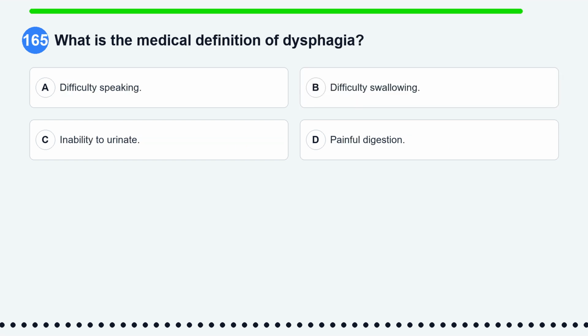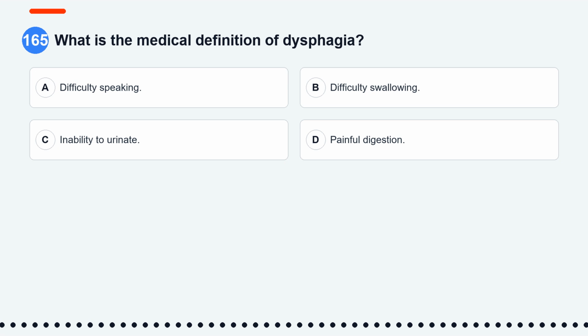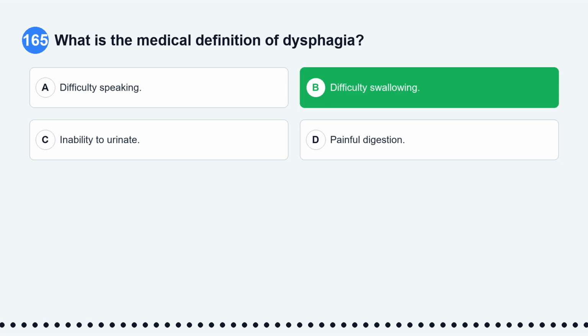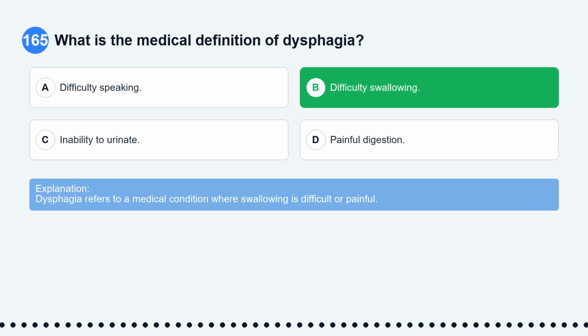Question 165. What is the medical definition of dysphagia? Option A. Difficulty speaking. Option B. Difficulty swallowing. Option C. Inability to urinate. Option D. Painful digestion. The correct answer is option B. Difficulty swallowing. Dysphagia refers to a medical condition where swallowing is difficult or painful.